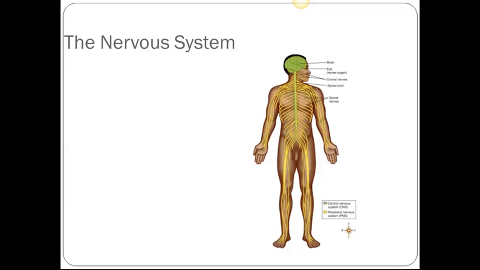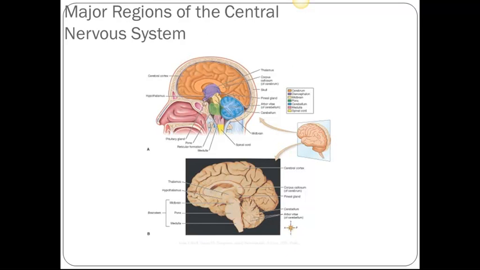Here's a picture of the nervous system. In the green, we have the central nervous system, which consists of the brain and the spinal cord. In the yellow, we have the peripheral nervous system, which consists of all other nerves within the body. Here's a picture of the major regions of the central nervous system.